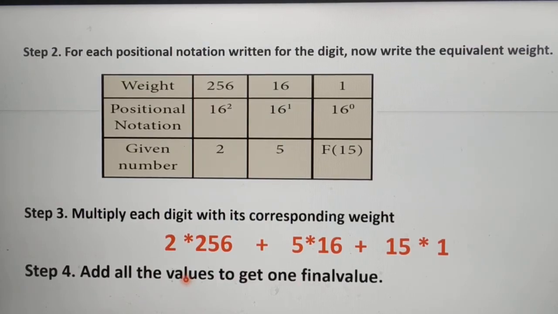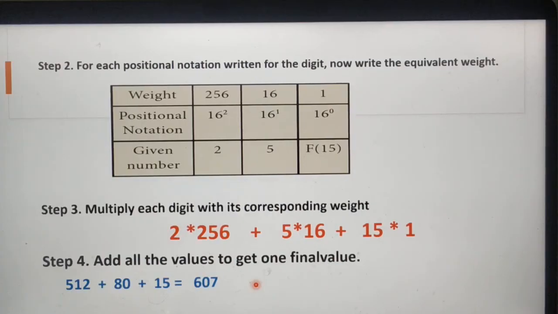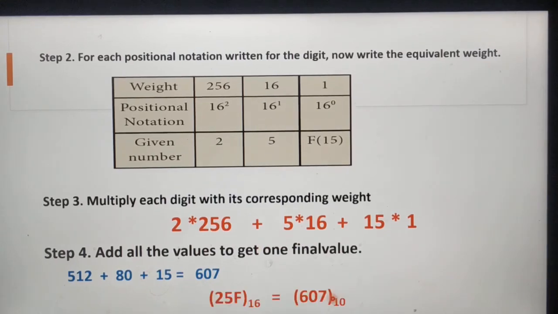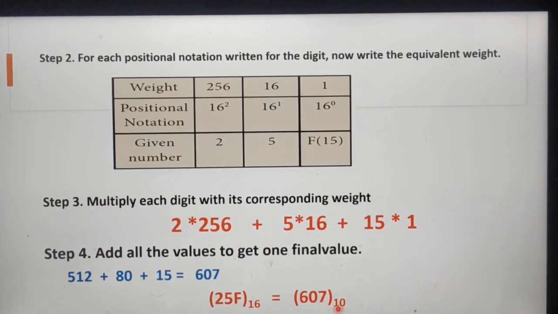Finally we have to add all these values. Here 2 into 256 is equal to 512, plus 5 16s are 80, plus 15 1s are 15, is equal to 607. Finally, we write the final value with the base 10. Here we are converting into the decimal number system, so its base is given as 10, which is the equivalent decimal number for our given hexadecimal number 25F to the base 16.